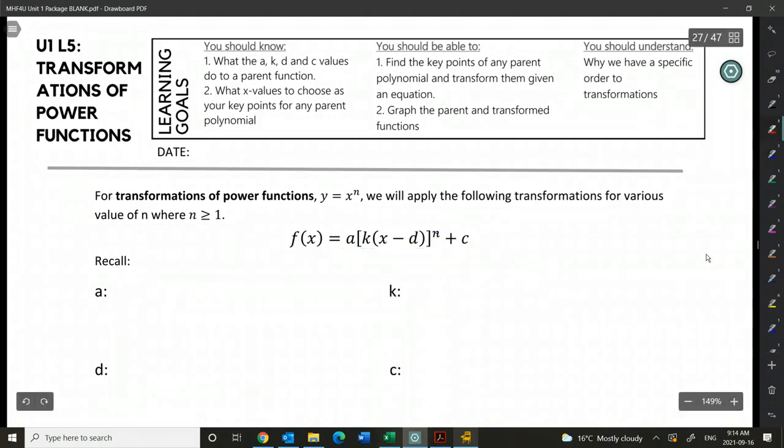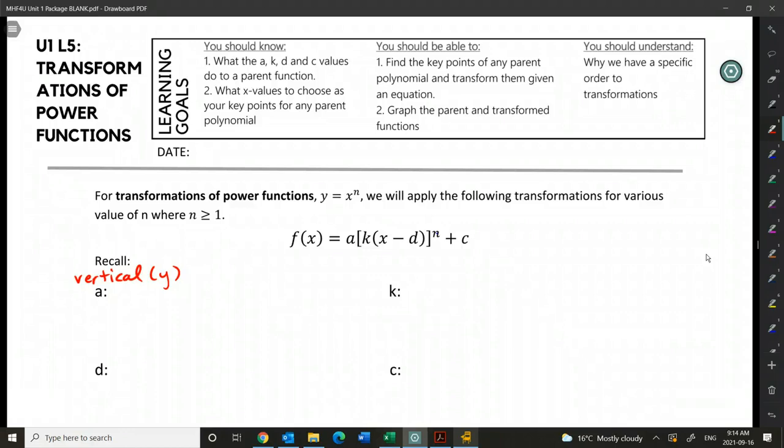All right, so we have a, which is a vertical change. And that means it's a change to the y's. And there's three things that a could possibly do to our function. It could be a vertical stretch, a vertical compression, or a vertical reflection. I can have also a stretch and reflection, or a compression and reflection at the same time.